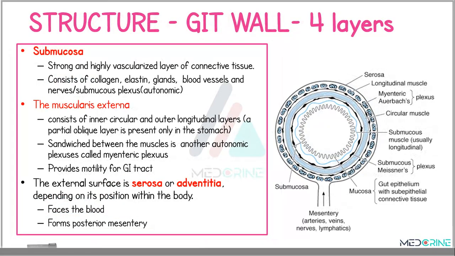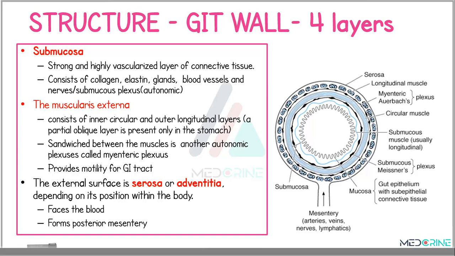The second layer of the GIT wall is the submucosa. The submucosa is a strong and highly vascular layer of connective tissue. It consists of collagen, elastin, glands, blood vessels, nerves, and the submucosal plexus of the autonomic nervous system.